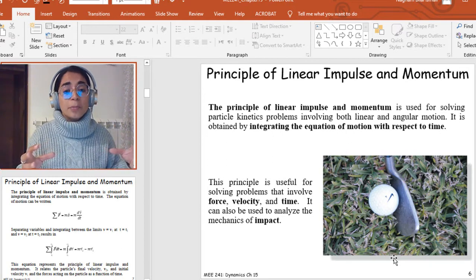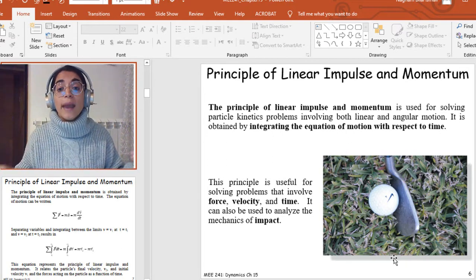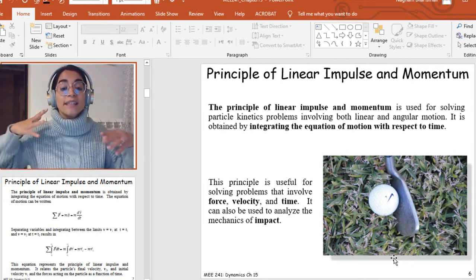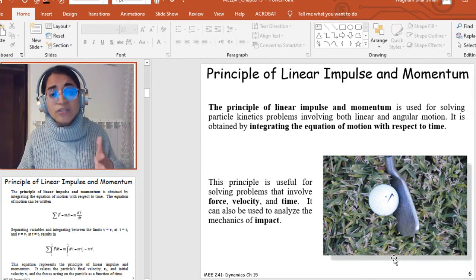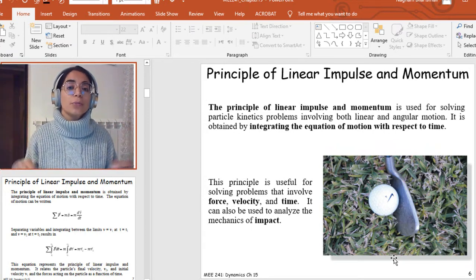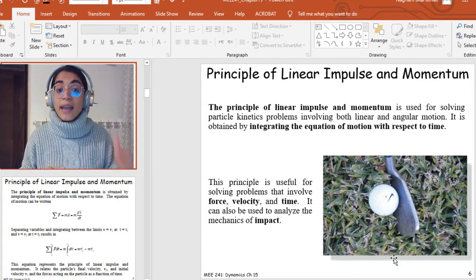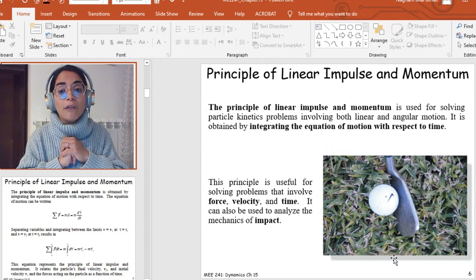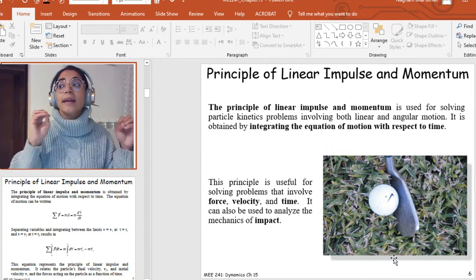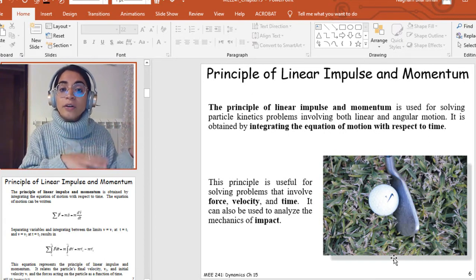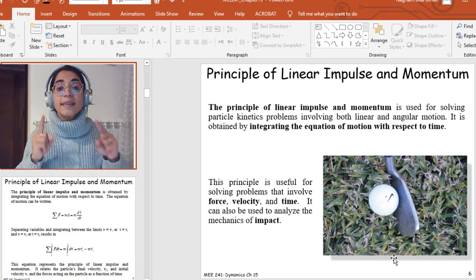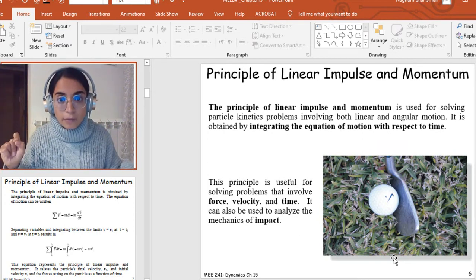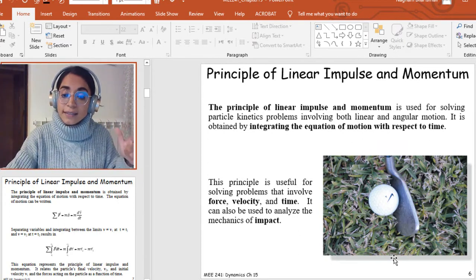In fact, this principle relates the force with respect to time, and you're going to see that it will be equal to the linear momentum, which means if I have a problem involving the force, the velocity, and the time, it's much easier to solve this problem using the principle of linear impulse and momentum. So if I have a problem including the force, velocity, and time, I go and solve it using the principle of linear impulse and momentum. This doesn't mean that I cannot solve it using other theories or other principles. You can, but this is the easiest way to solve a problem if it involves force, velocity, and time.